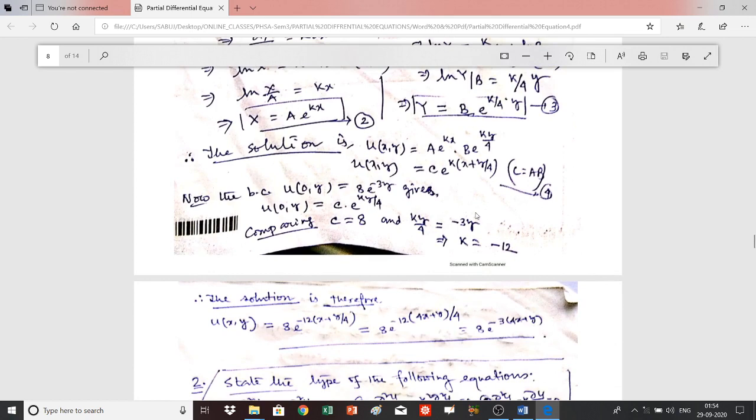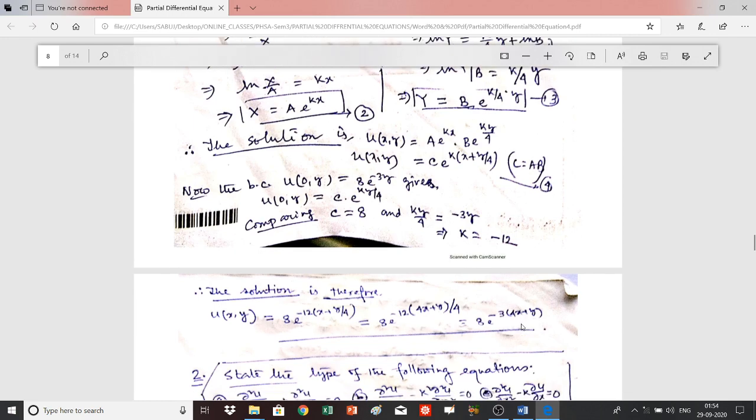Now just write these values of c and k in this expression, that will give you u(x, y) is equal to 8 e to the minus 12 x plus y by 4, and this is the simplification, and finally you get 8 e to the power minus 3 into (4x plus y).